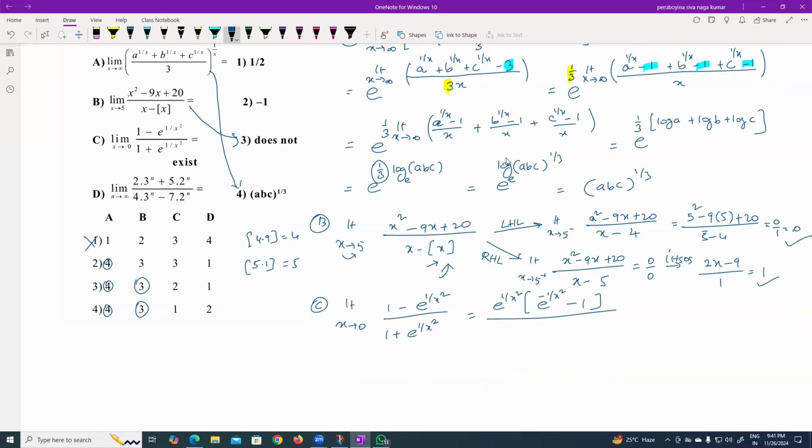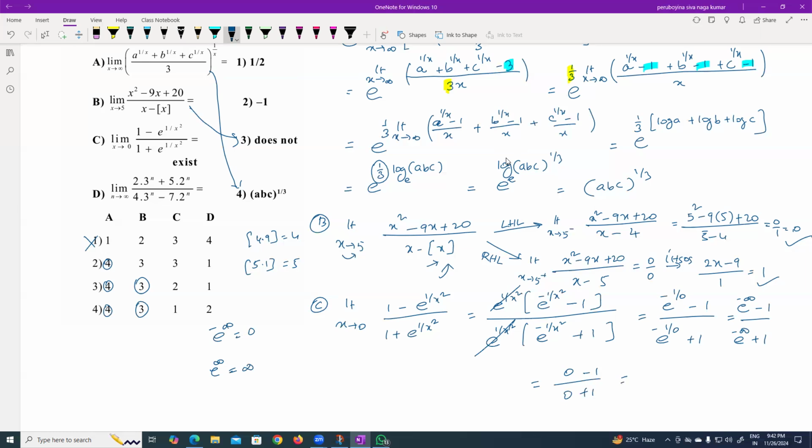When you see this model, you have to approach the same method. So again, in the denominator also take e power 1 by x square. Okay. So here you will get e power minus 1 by x square plus 1. Cancel these two things, substitute the limit: e power minus 1 by 0 minus 1 divided by e power minus 1 by 0 plus 1. Now you can see e power minus infinity minus 1 by e power minus infinity plus 1. E power minus infinity is 0. Remember, e power minus infinity is 0, and e power infinity is infinity. So 0 minus 1 by 0 plus 1. So the answer is minus 1.